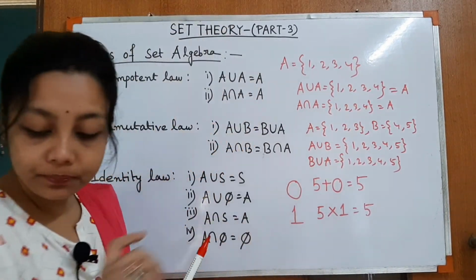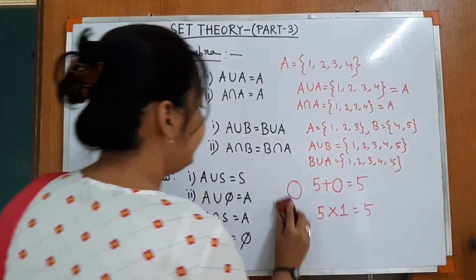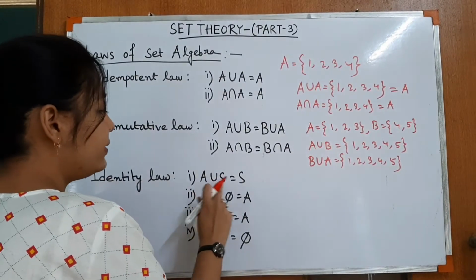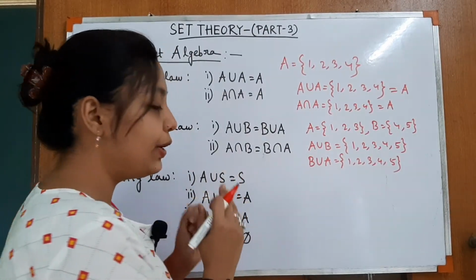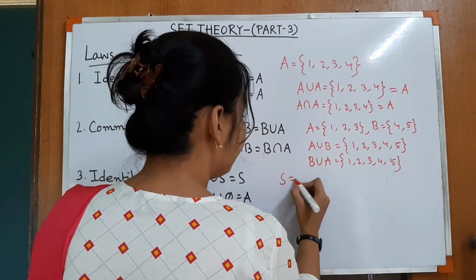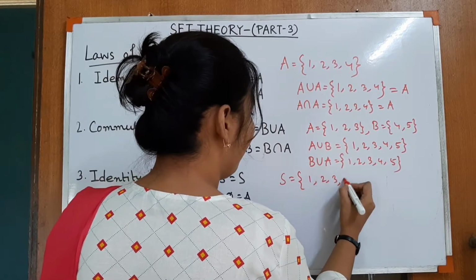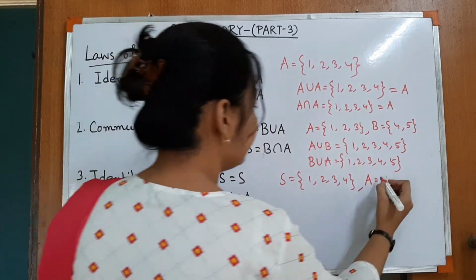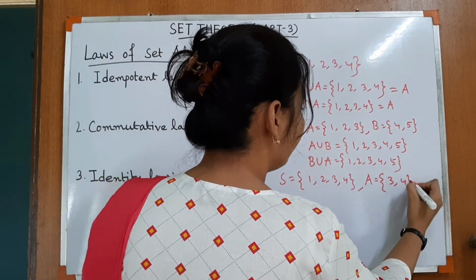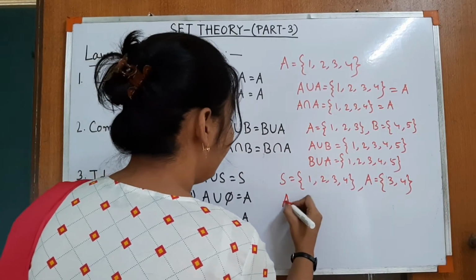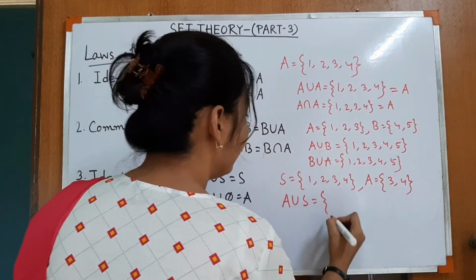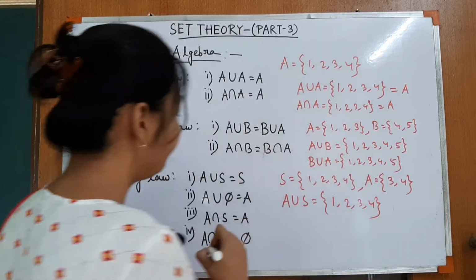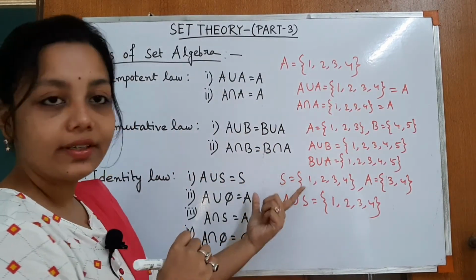And here in set theory, the identity law says that A union S equals S, where S is the universal set. If we take S as {1, 2, 3, 4} and A as {3, 4}, then A union S gives {1, 2, 3, 4}, which is our universal set.